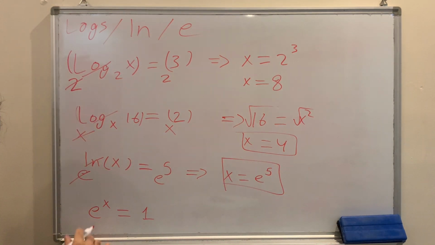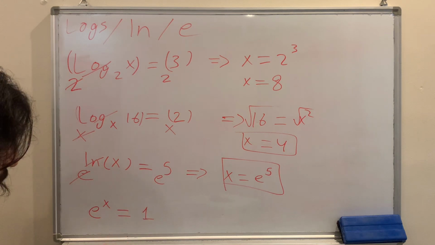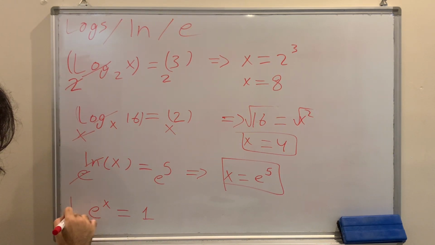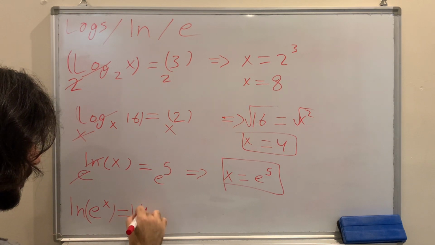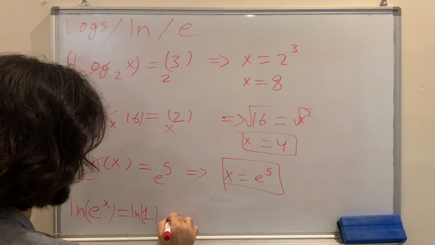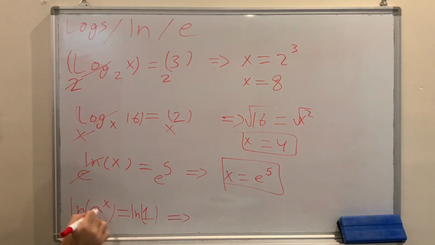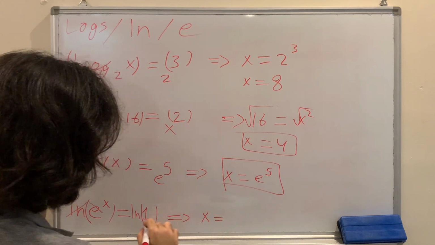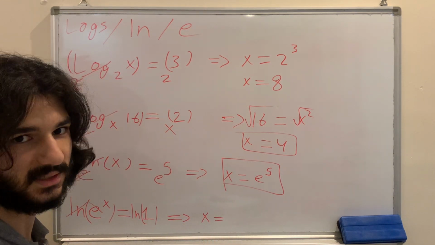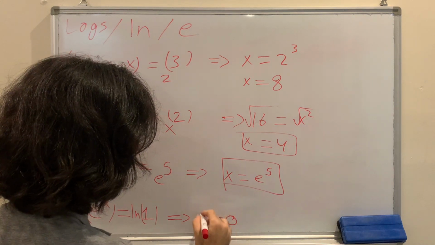Here, we can do the opposite operation, the inverse one, and we can just do ln on both sides, and the e and the ln cancel out, and you're going to get x equals ln 1. Ln 1 is 0, so you're going to get x equals 0.